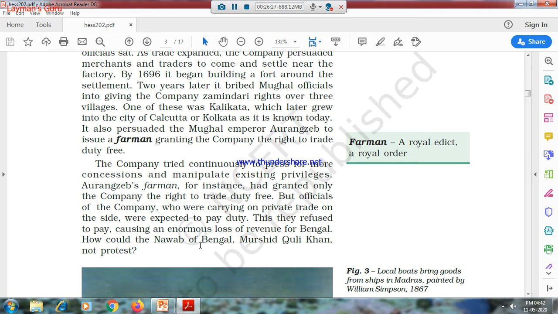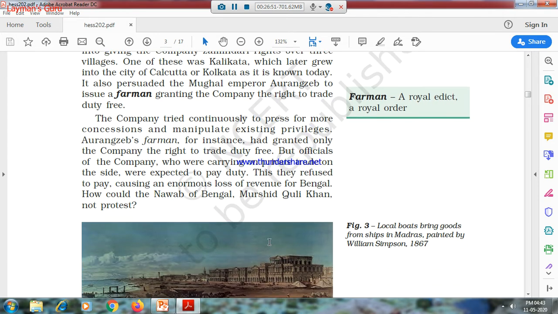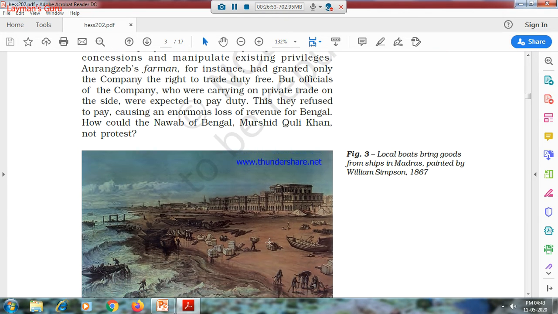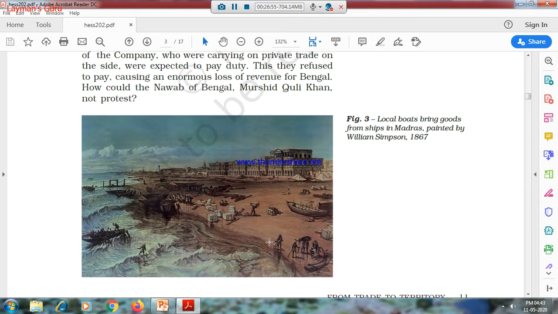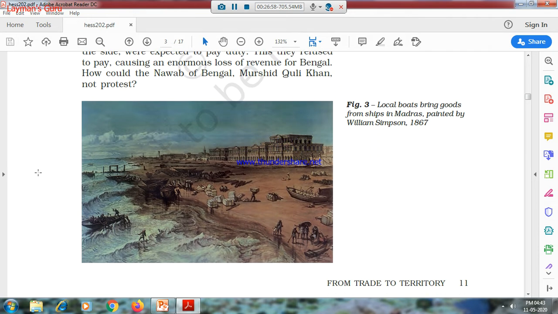But that was a problem for the local governor. Who was the local governor of Bengal at that time? Murshid Quli Khan. Murshid Quli Khan protested: what is this? This is an important income for me. Aurangzeb gave exemption from the payment of duty only for the company, not for individuals. But if all the white men are taking their goods free of cost, how will I survive? So that was Murshid Quli Khan's problem. You see the picture given here. It's a beautiful picture of the Chennai coast.